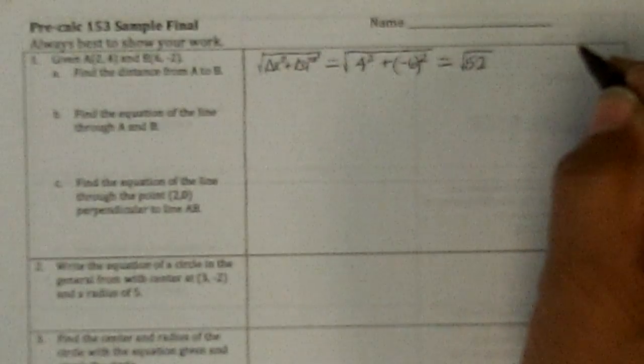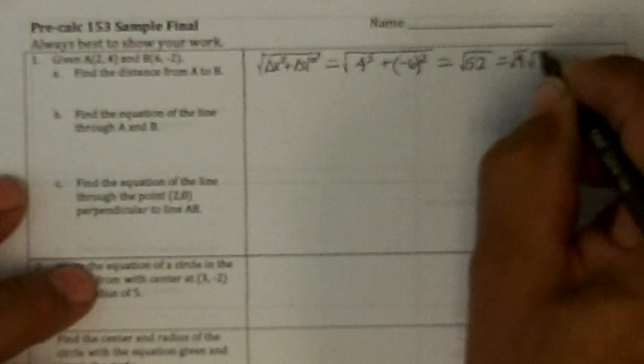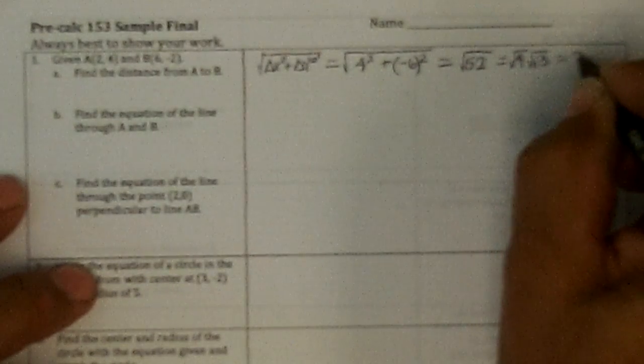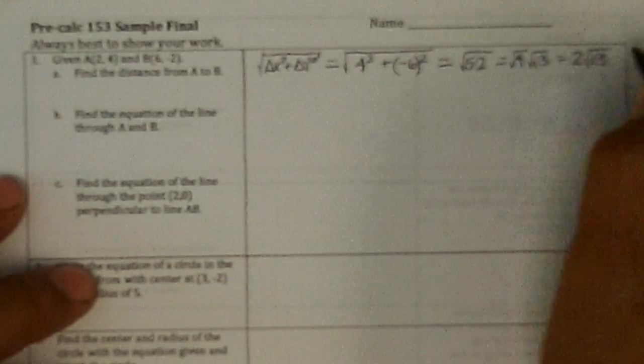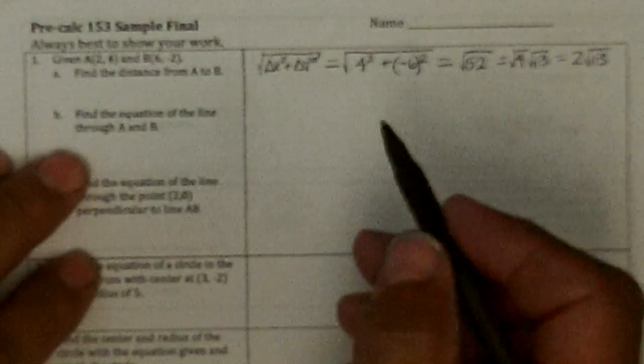Now if you recognize that that's 4 times 13, the square root of 4 times the square root of 13, that would become 2 square roots of 13 if you know how to reduce that, and might earn you a bonus point. Find the equation of the line.